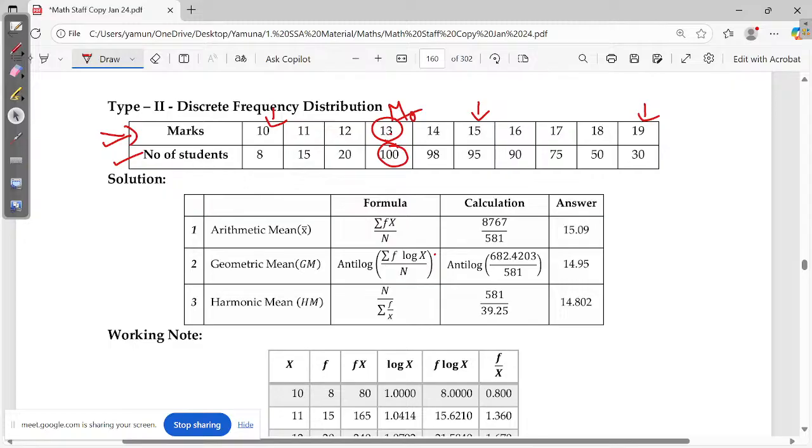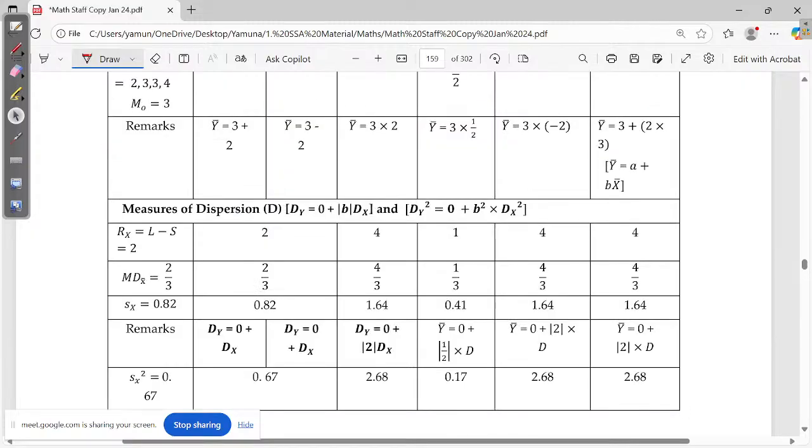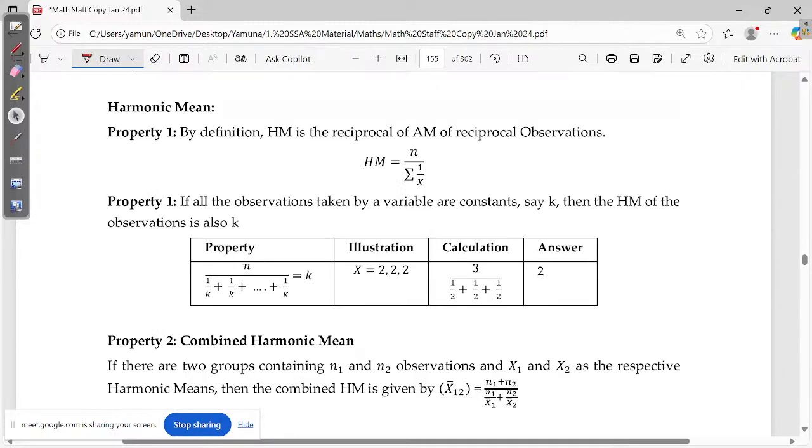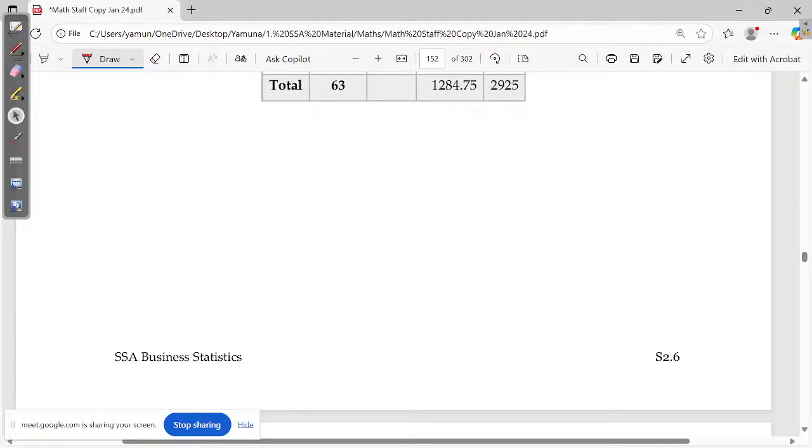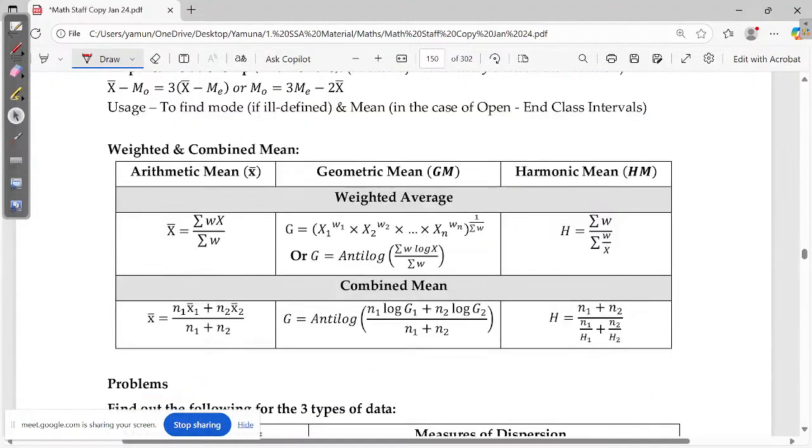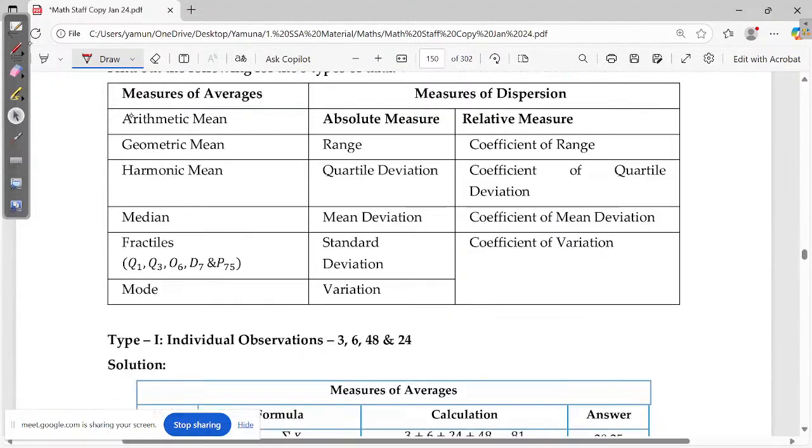So here also we are going to find all the things in the list. What are the lists we have? We are going to find arithmetic mean, geometric mean, harmonic mean. Under positional average, we'll be finding median. Under fractiles, quartile 1, quartile 3, octile 6, decile 7 and P75, percentile. Then mode. These are all covered under averages. Then we'll go for dispersion. We'll be completely working with both absolute measure and relative measure.